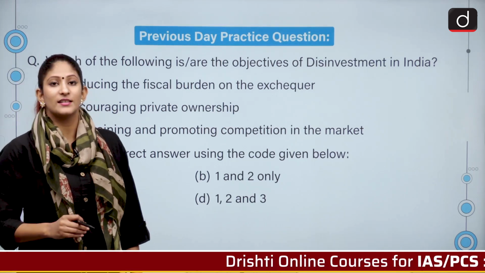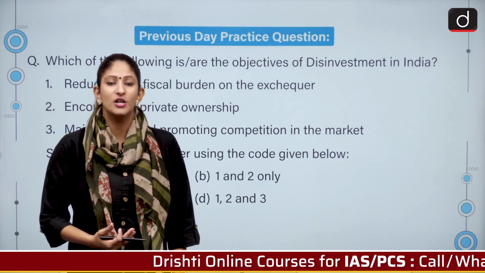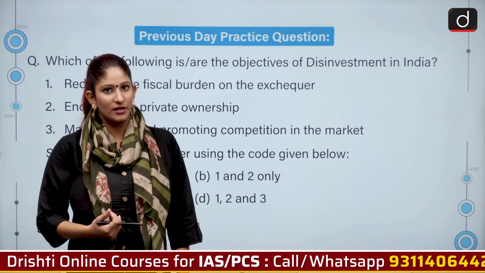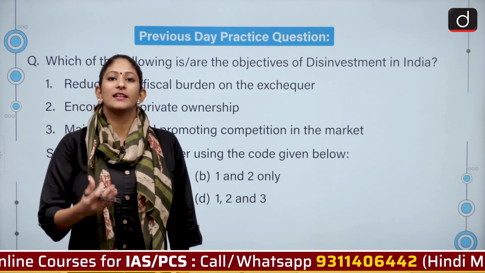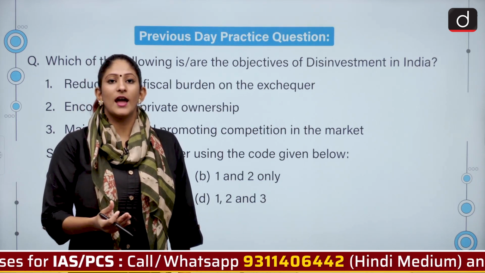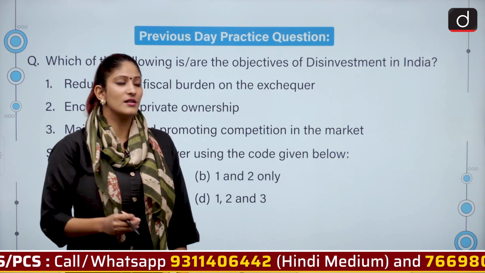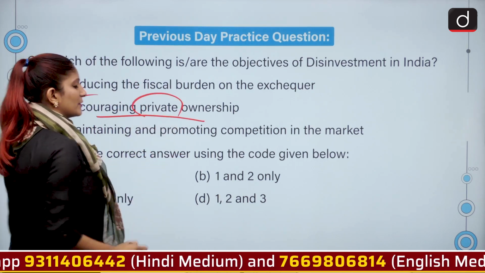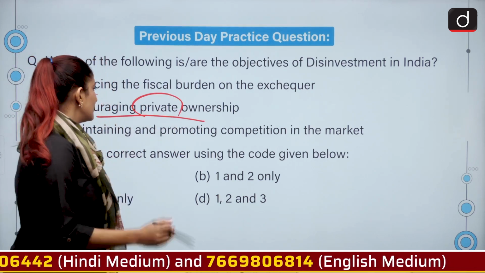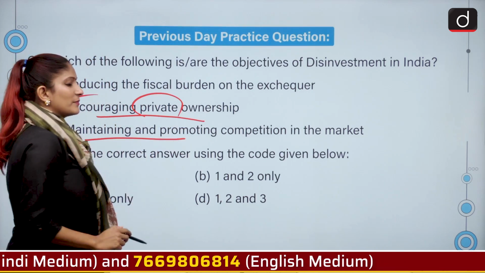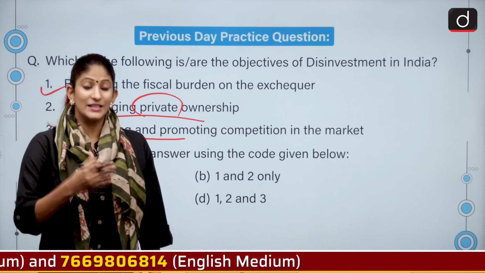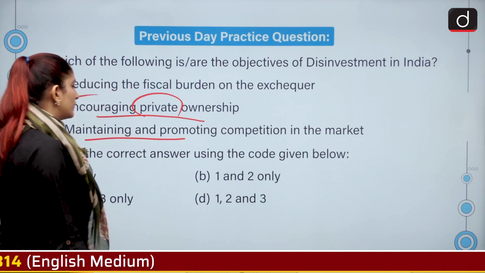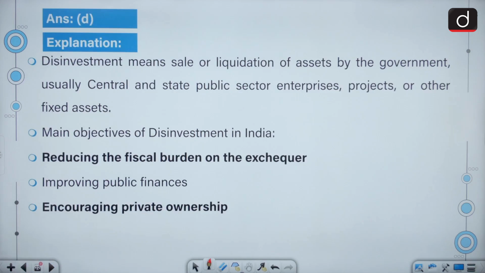First is correct, that if a loss-making venture is proving to be a burden on the exchequer, of course, disinvesting it and helping it with the help of and contribution from the private sector will help reducing the fiscal burden. And hence the second statement is also correct, private ownership. And when private entities come into the picture, it will of course give an increase to private competition, market competition. So all of them are correct. The correct answer, option D.